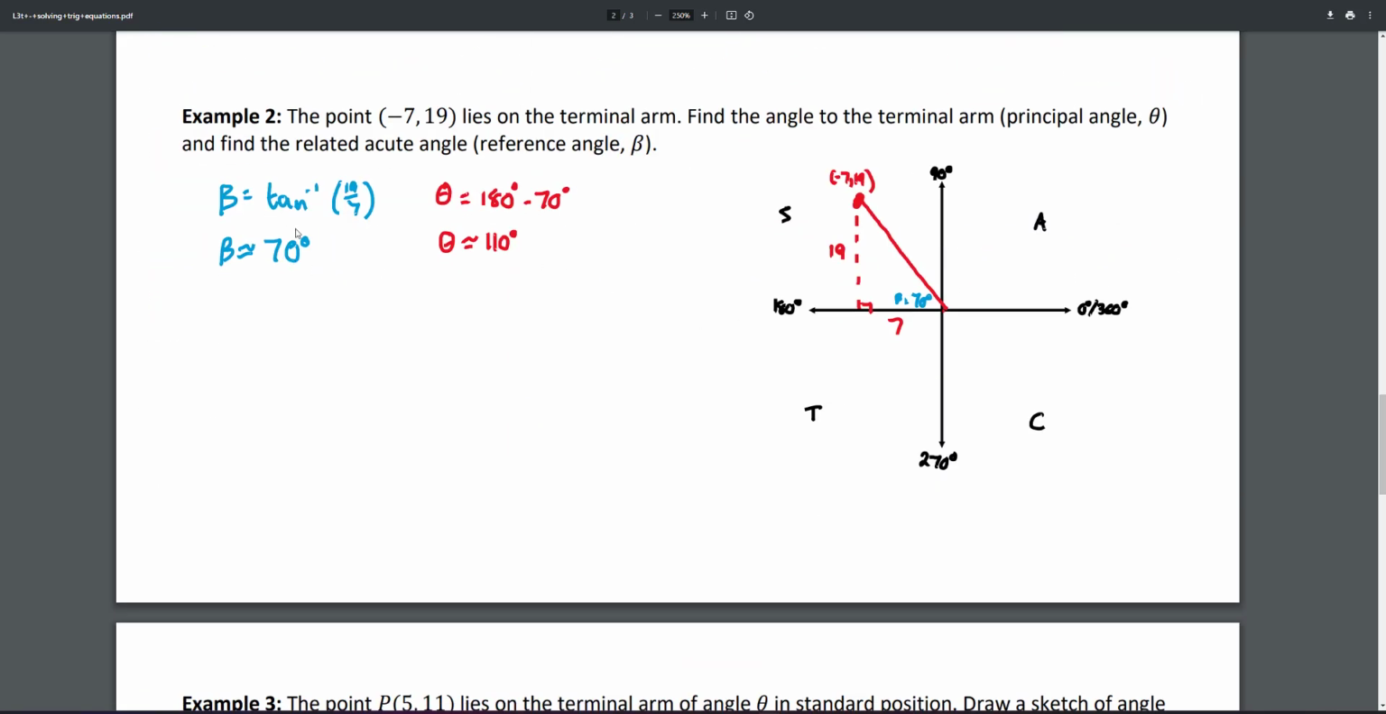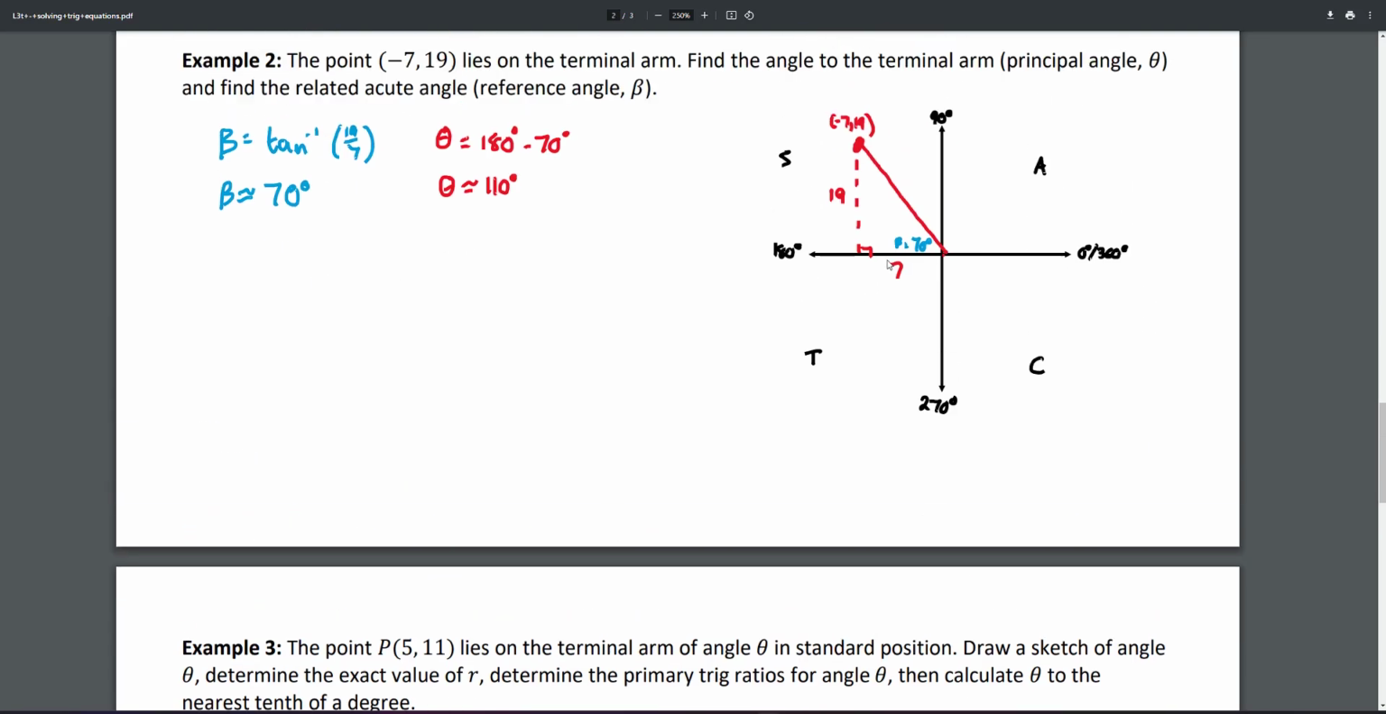Oh, so they didn't round to the nearest decimal. They rounded to the nearest whole number, so that's fine. I guess the question didn't really state how much to round, so they just did 70 degrees and 110 degrees. That's fine. Pretty straightforward.